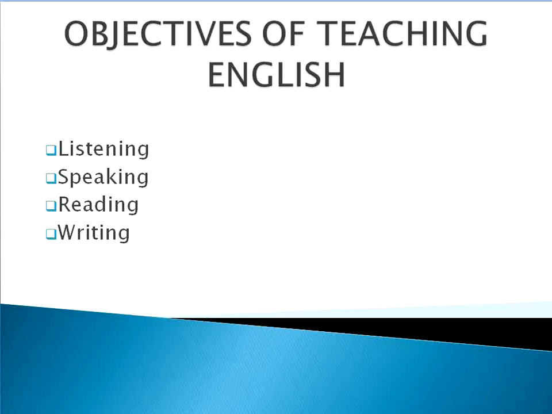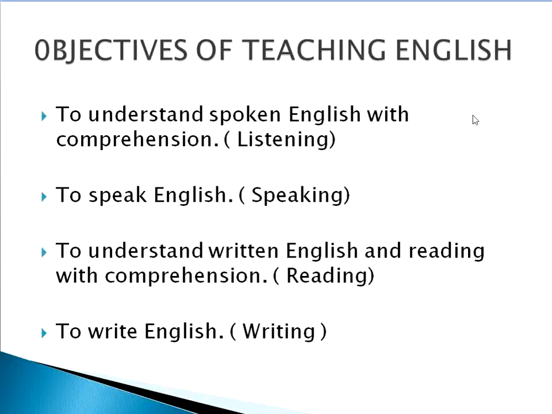Basically there are four objectives of teaching English in school. The objectives are the skills only, the skills of language. I have already mentioned all these four skills in my previous videos. What are the four skills? Means the objectives: listening, speaking, reading and writing. So we will discuss these four skills accordingly, so I want everyone to be very attentive.